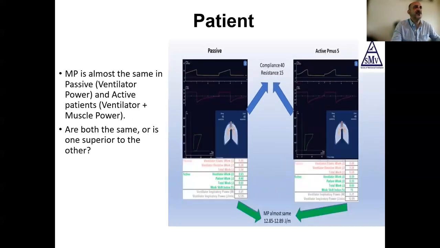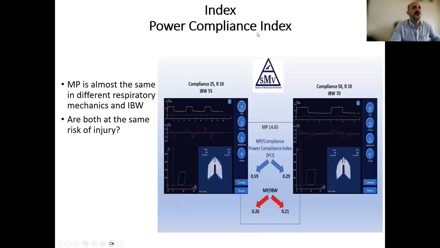How about a patient here, a passive patient on the left here, and an active patient with a PMOS, and this is simulator work again. Both of them have almost the same amount of mechanical power, both the passive and the active, and both have the same compliance and resistance. Now, are both prone to the same injury? I don't know, this needs to be studied. So are both the same or is one superior to the other? We don't know. How about power compliance index?